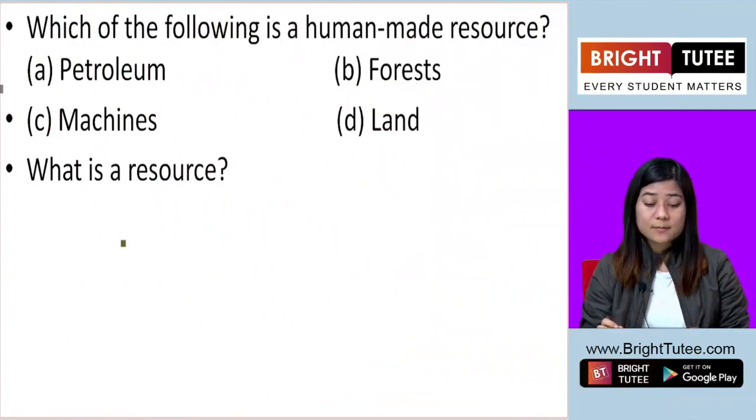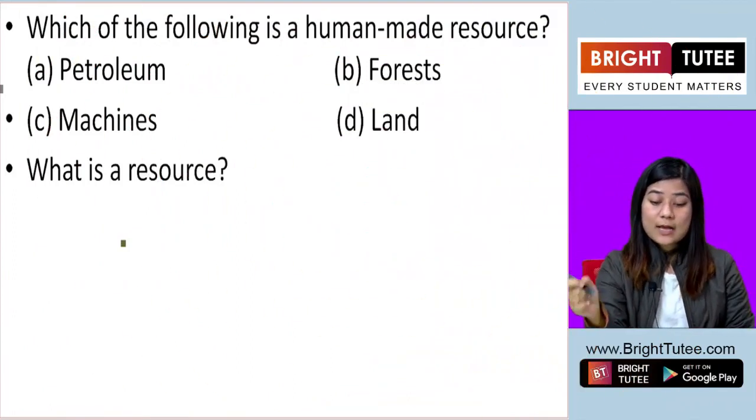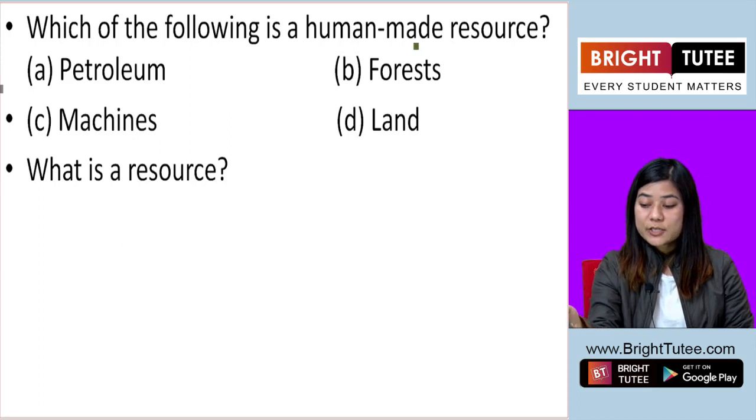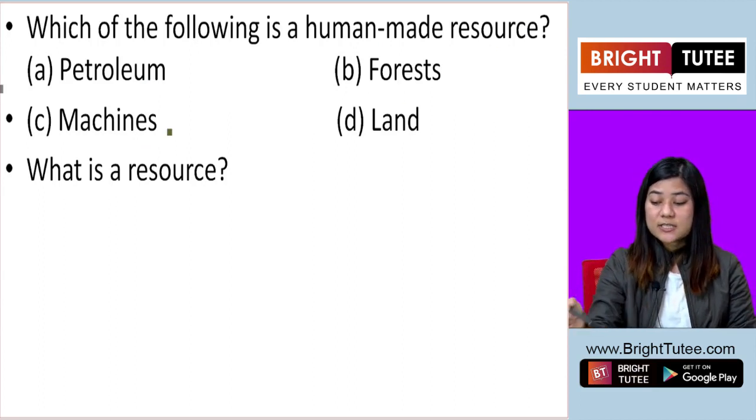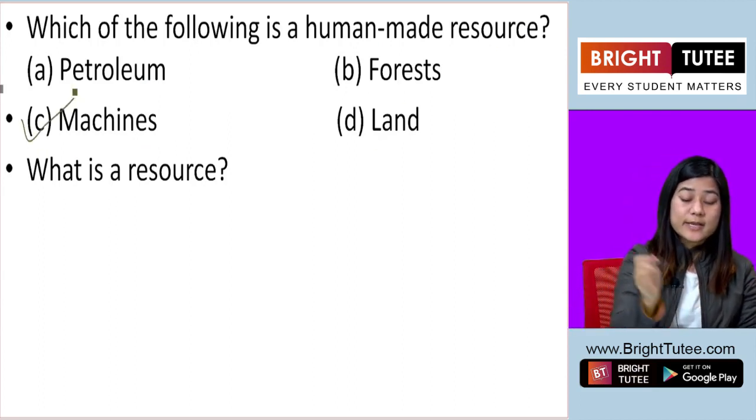And here we have some questions for us. The first one asks, which of the following is a human-made resource or man-made resource? Is it petroleum? Is it forests? Is it machines? Is it land? The correct answer is machines.